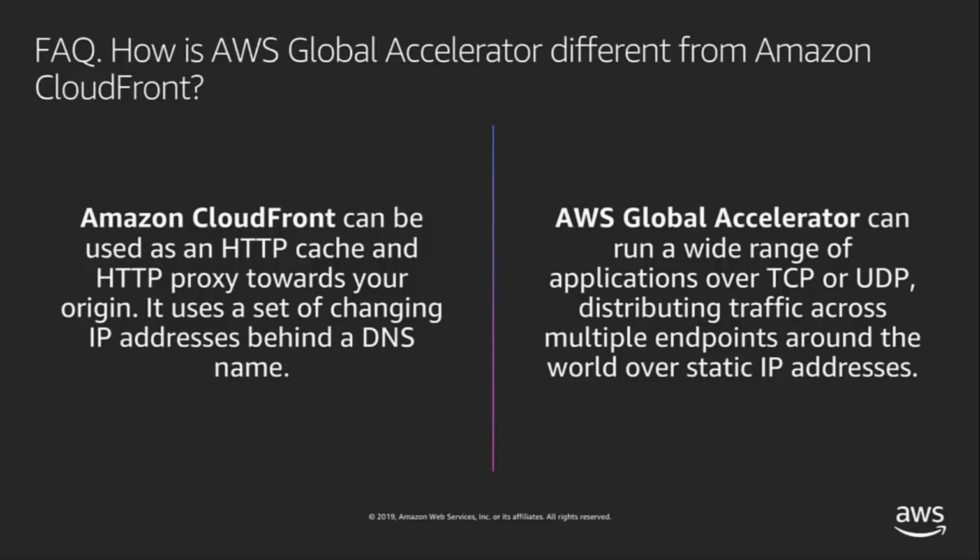AWS Global Accelerator can run a wide range of applications over both TCP and UDP. So it really helps if you have multiple endpoints in different AWS regions and you want to front them with this single static IP address.